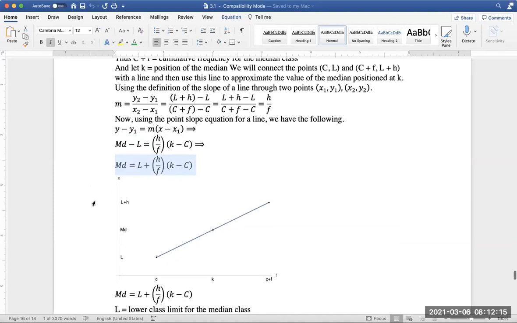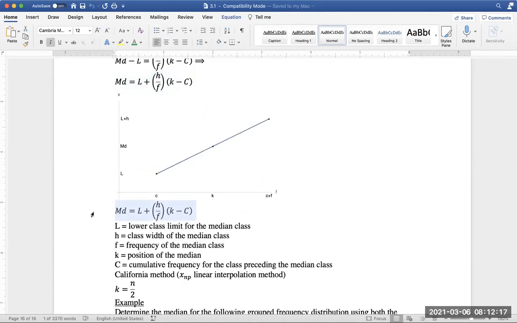So my linear interpolation equation is that the median is L, lower class limit for the median class, plus H, class width for the median class, divided by F, the frequency of the median class, times K, the position of the median class, minus C, the cumulative frequency for the class preceding the median class.